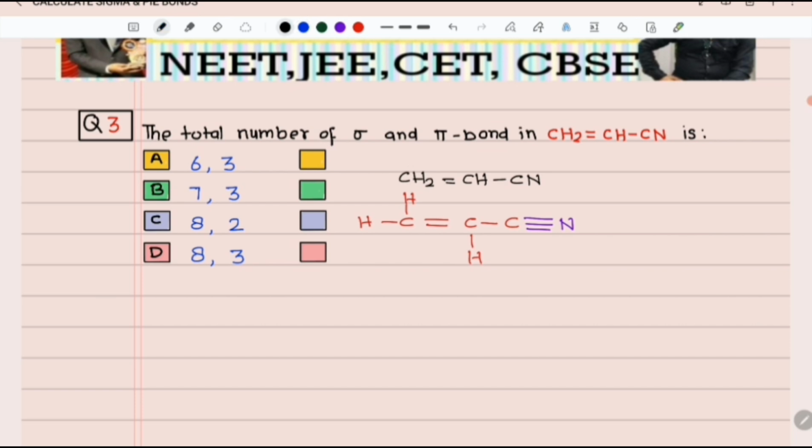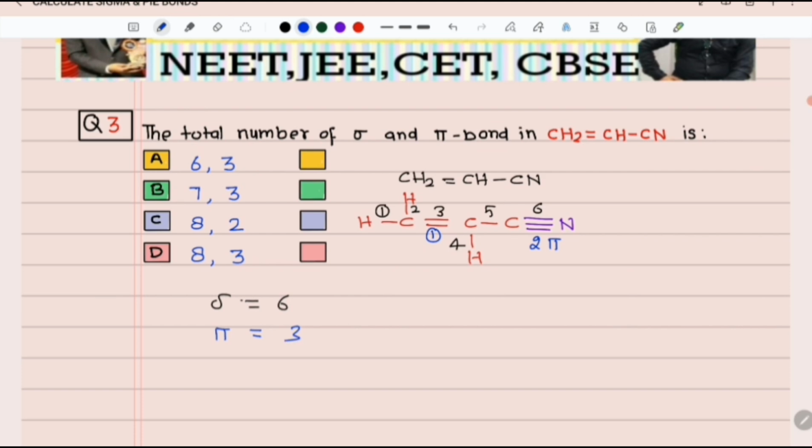If we count the number of sigma bonds, here is 1 sigma bond, 2 sigma bond, 3 sigma bond, 4 sigma bond, 5 sigma bond, and 6 sigma bond. So sigma bonds are 6. Now we have to count the pi bonds. You can see here is 1 pi bond, and here is 2 pi bond. So pi bonds are total 3.